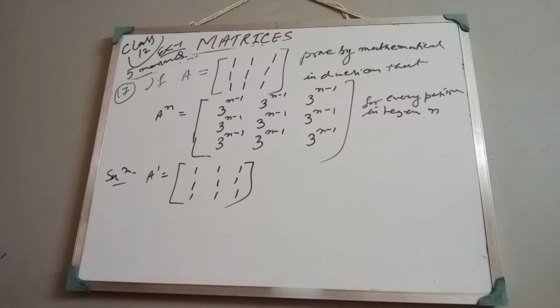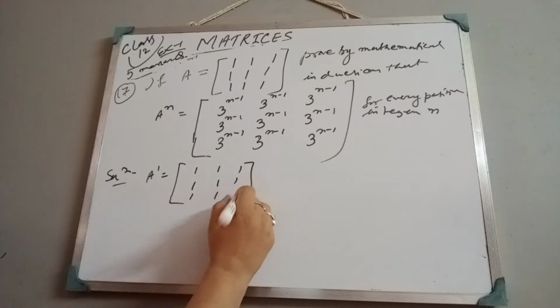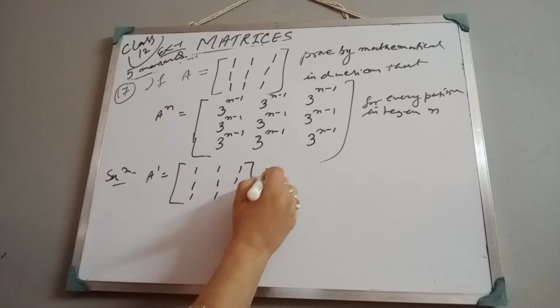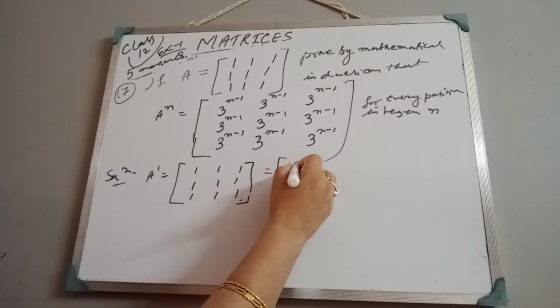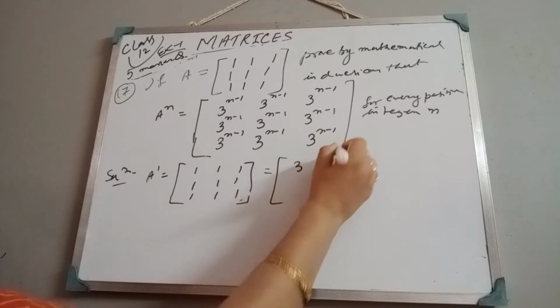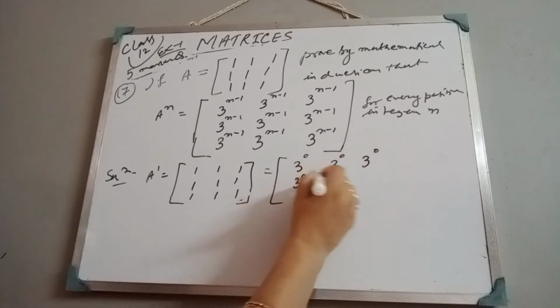Therefore, now find A to the power 1, which is this. Let us write: 1 means something to the power 0, that we know. So 1 can be written as 3 to the power 0, 3 to the power 0, 3 to the power 0. Same as here.